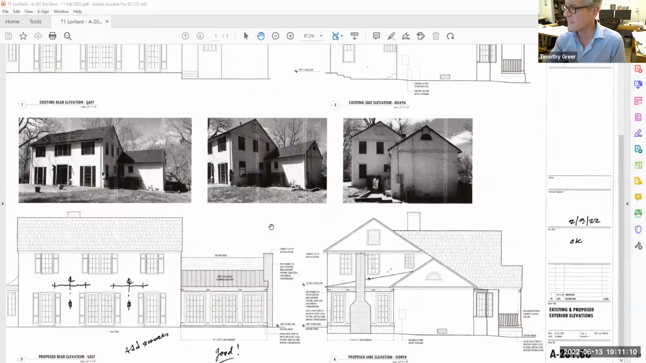Now, can you see that elevation? Yes. So the addition is here where the cursor is. And this is what you see from the east side, from the garden side. And this is what you see from the north. And you can see above it the existing house. And this is the space that it fills in that corner.